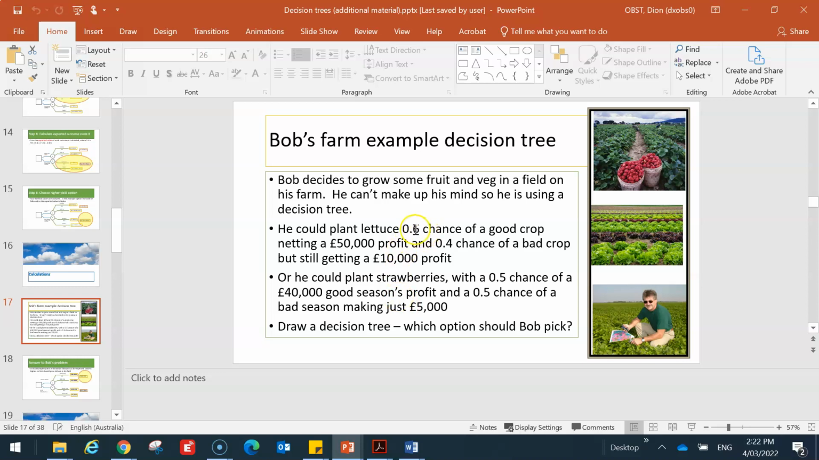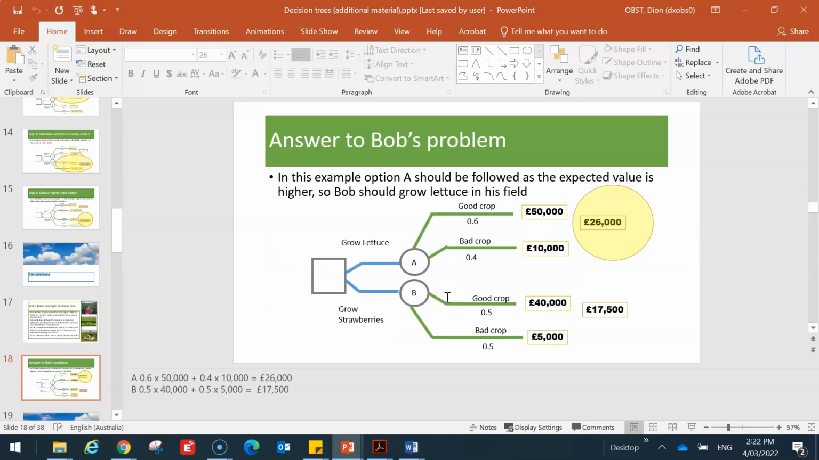He's predicted that there's a 0.6 chance, or 60% chance, of a good crop, as opposed to a 40% chance of a bad one. And these are the profits that will be attributed to a good and a bad crop. The same applies with strawberries. So you can see here, we've drawn it all up. We haven't shown the calculations, unfortunately, but I've included those calculations just down the bottom here for you to interpret.